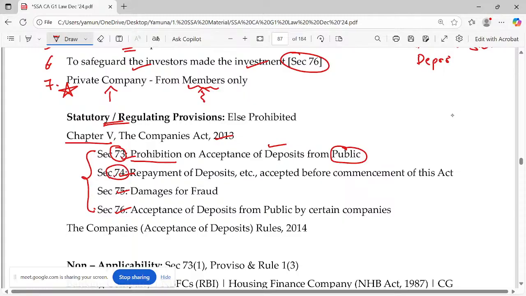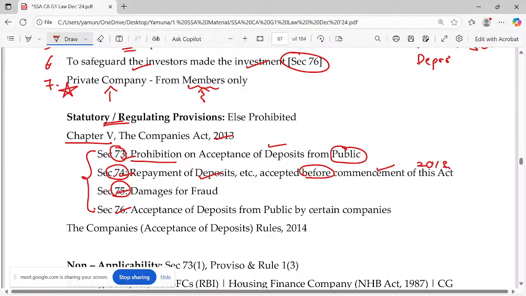Section 74: you have to go for repayment of deposit, because you accepted the deposit before the commencement of this Act, the 2013 Act. We'll refer to those provisions in 74 and 75. If you want to defraud, there will be a penalty levy. That's the damages for fraud. So sometimes we have this column called penalty provision.